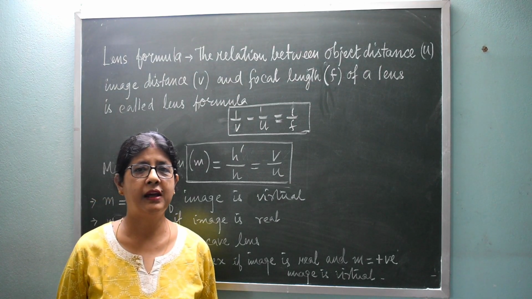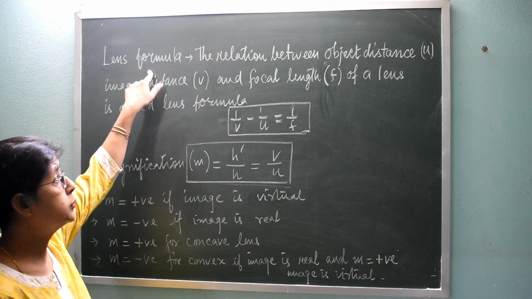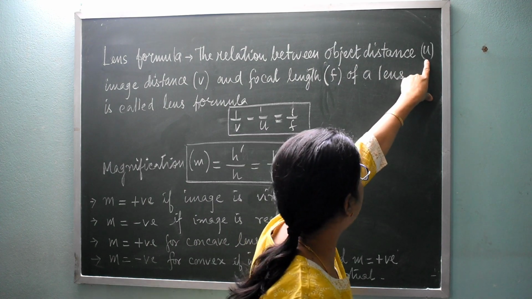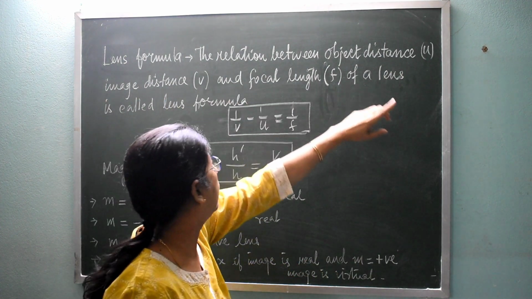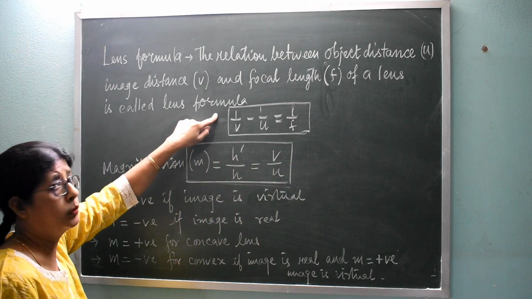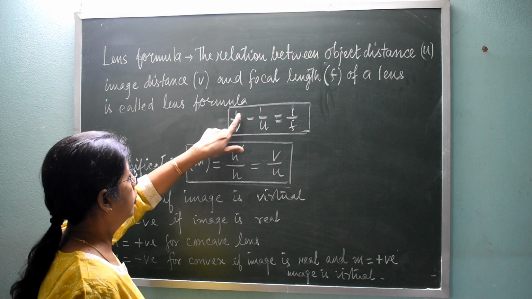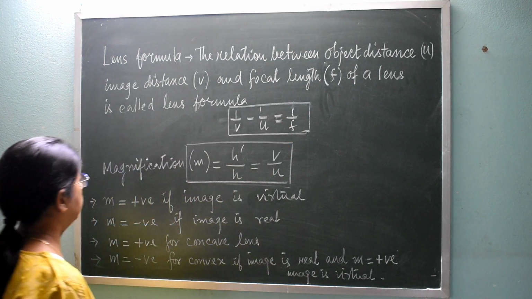Hello everyone, today I am going to discuss the lens formula. So what is the lens formula? The relation between object distance, marked as u, image distance v, and focal length f of a lens is called the lens formula. You can note it down. Mathematically we can write 1/v minus 1/u equals 1/f.